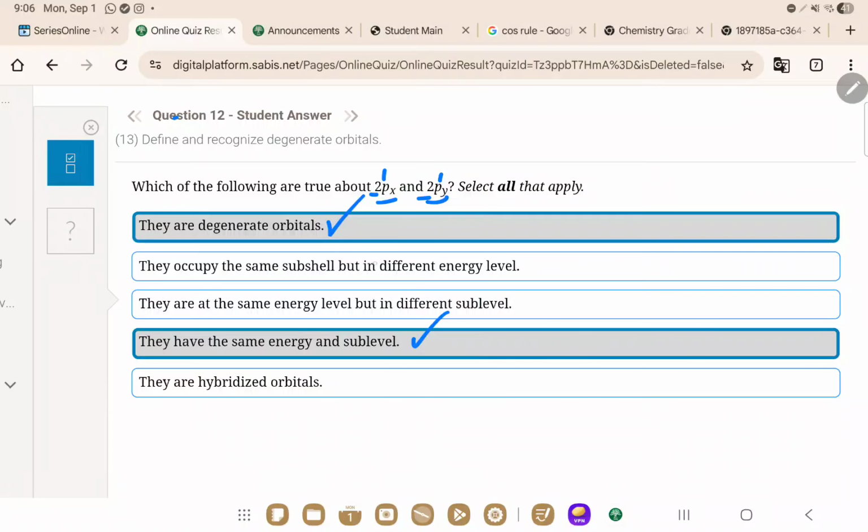They occupy the same subshell but different energy levels? No, because they're both on energy level 2. They are the same energy level but in different sublevels? No, they're not. They are hybridized orbitals? No, they're degenerate.